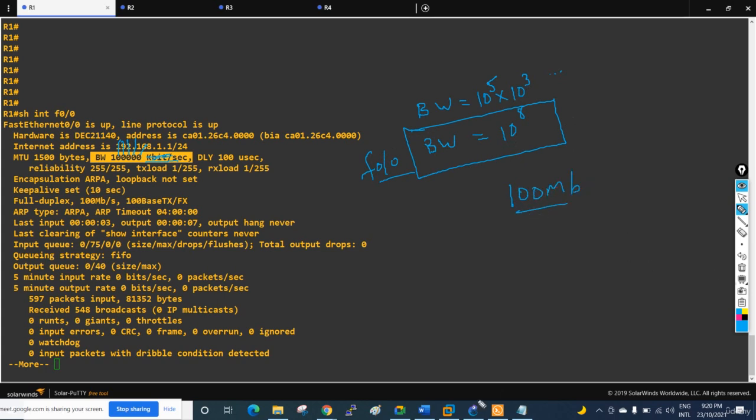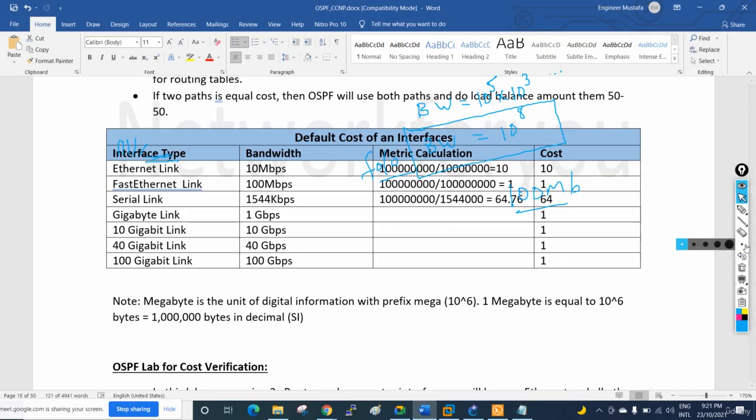Let me show you here in our notes what we wrote. This one: 100 megabytes. If you see here, 10 to the power of 6 is nothing but 1 megabyte. So what value do we have here in the router? Just now what we observed, we have 10 to the power of 5 and 10 to the power of 3. So we told we have 10 to the power of 8. This value we just checked.